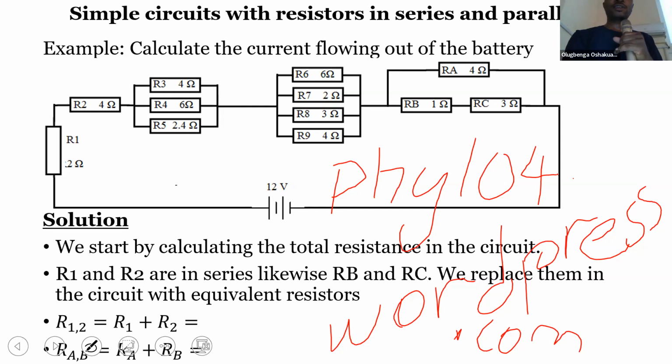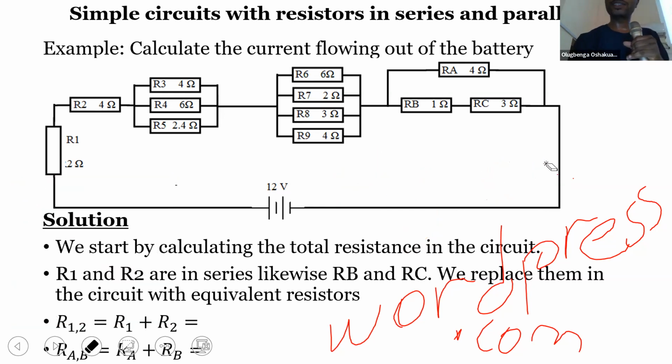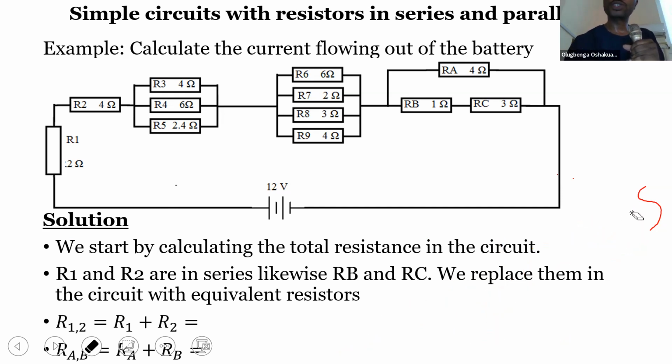Okay, so let's clear up the screen and see what we can do within 3 minutes. Looking at this circuit diagram, you would notice that we have 12 resistors and a cell.